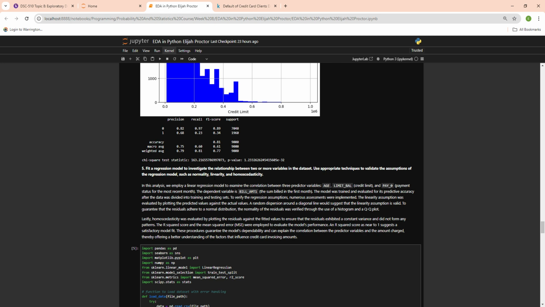We have a linearity check, tested by plotting predicted versus actual values, where random dispersion around a diagonal line would confirm the assumption. Our residual normality was checked using a histogram and a QQ plot. Homoscedasticity was verified by plotting residuals against fitted values, ensuring constant variance without patterns. And our model's performance was measured using R-squared value and mean squared error. If we have a higher R-squared value, this means that we have a strong model fit, and this helps us to understand how our predictive variables influence the billing amounts on our credit cards.